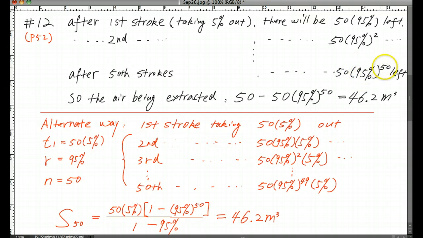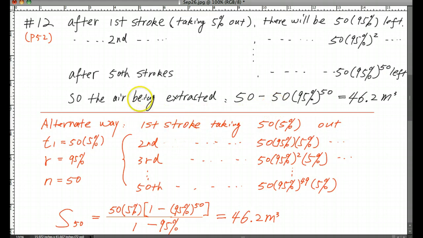So the exponent 50 here is exactly the same as the number of strokes. See, we don't need to do anything like a geometric series, right? So this is actually just a sequence. You can tell this is a geometric sequence. So this is the last term. So we can just calculate this, and that would be how much air is left in the tank.